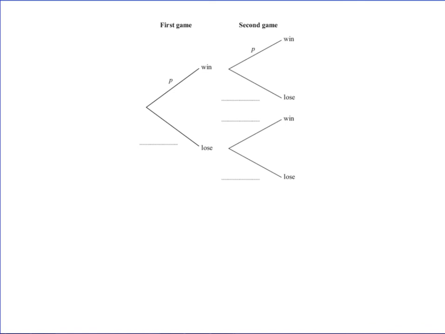Question 12. Probability Rebecca wins any game of snooker is P. She plays 2 games of snooker. Complete in terms of P the probability tree diagram. This is a tough one. Probability of P, well, the probability that she will lose is 1 minus P. Same here, and the same here. It's the second game, the first game.